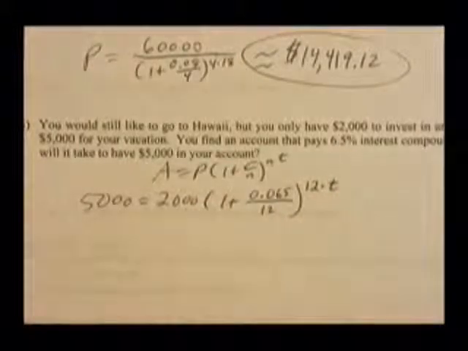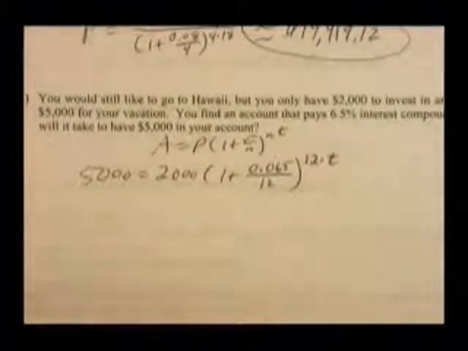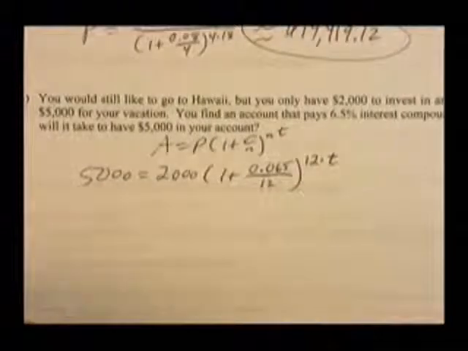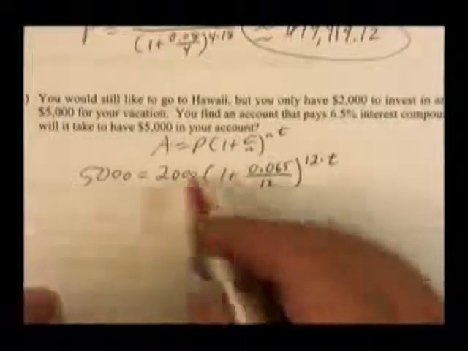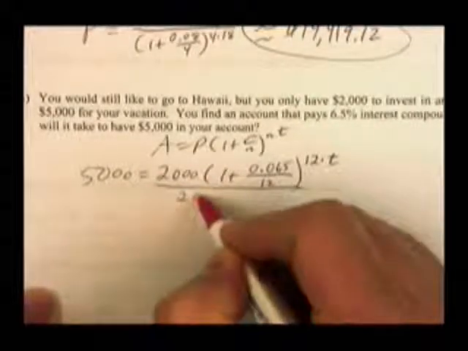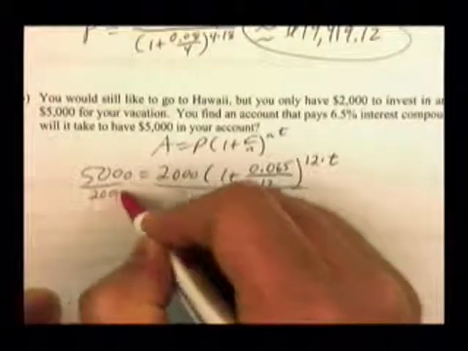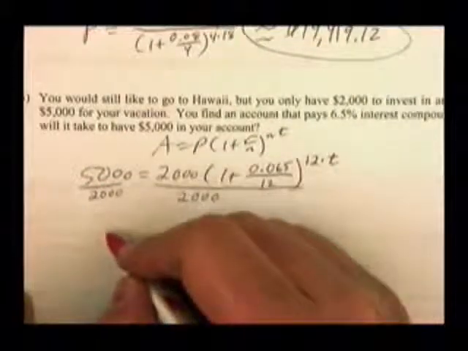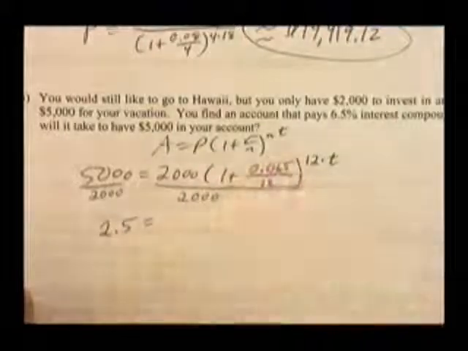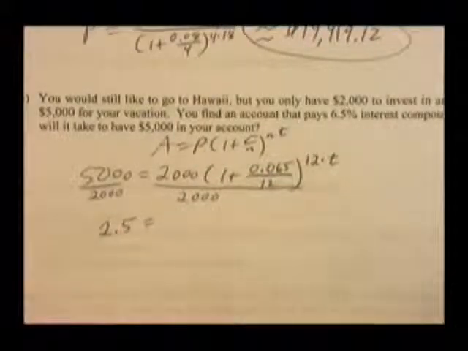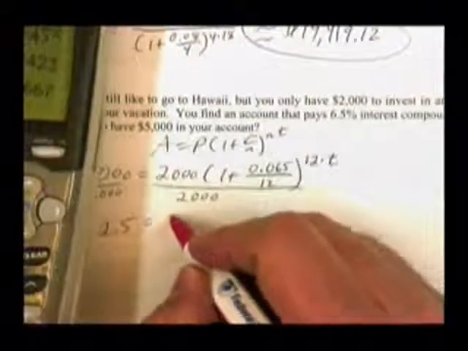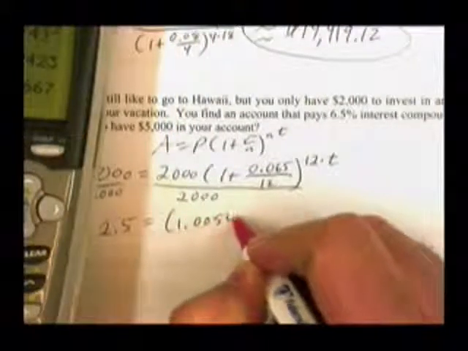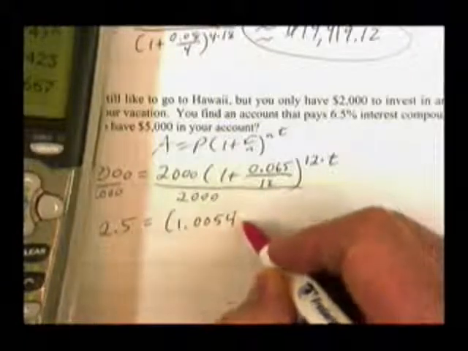Notice this is an exponential equation, and I want to solve it. So in our last chapter, we looked at how to do that, and what we did that with was logarithms. Before I can do that, I want to isolate this exponential. So I'm going to do that by dividing both sides by 2,000, which is going to give me 2.5. And then I'm going to go ahead and simplify this right-hand side. 1 plus 0.065 divided by 12. And when I simplify that, it comes out to about 1.005417.